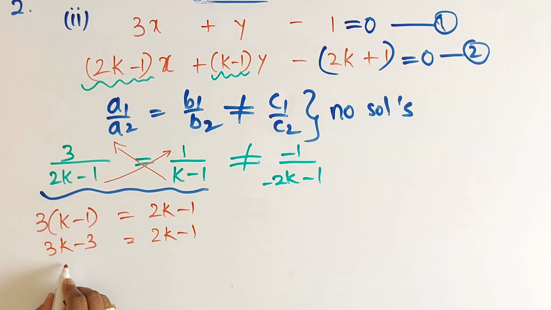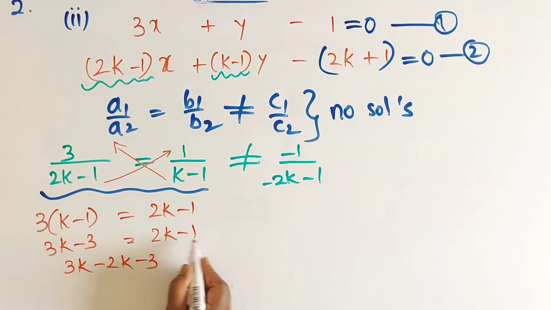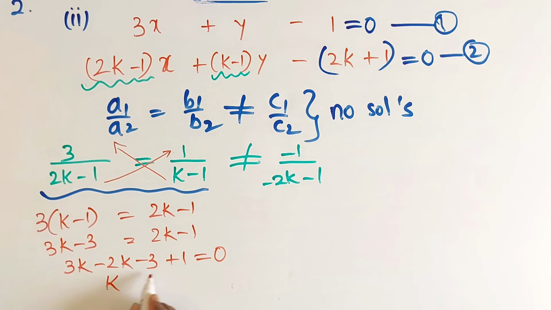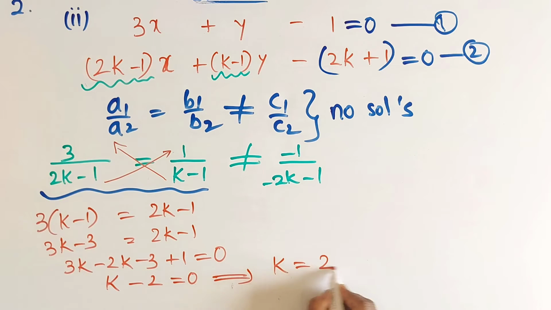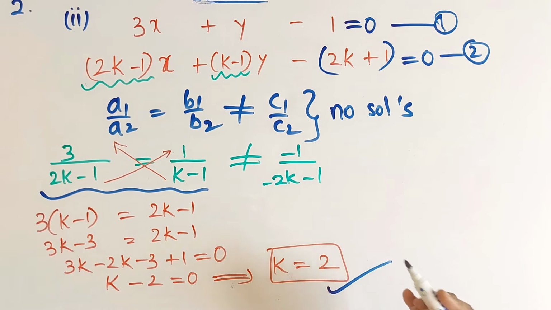Send all the terms to one side. 3k minus 2k minus 3 already here. Minus 1 will come plus 1 equal to 0. 3k minus 2k, that is 1k. k minus 3 plus 1, minus 2 equal to 0. So what is the k value, children? It is plus 2. Therefore k equal to 2, children, for the given equations that has no solution. Right, children?